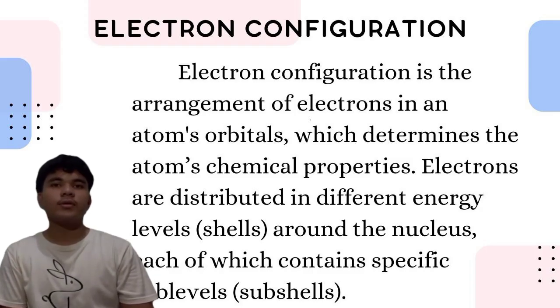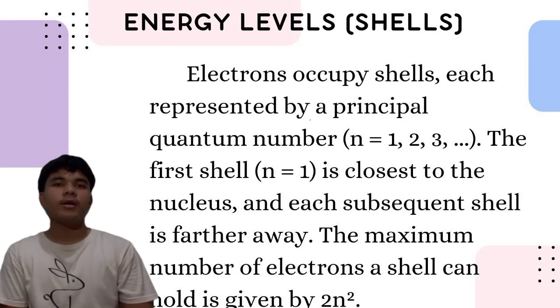Electron configuration is the arrangement of electrons in an atom's orbitals, which determines the atom's chemical properties. Electrons are distributed in different energy levels or shells around the nucleus, each of which contains specific sublevels or subshells. Energy level or shell: electrons occupy shells, each represented by a principal quantum number n equals 1, 2, 3, etc. The first shell, n equals 1, is closest to the nucleus and each subsequent shell is further away. The maximum number of electrons a shell can hold is given by 2n².